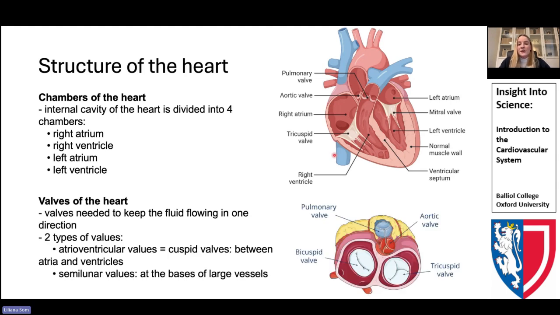Considering the valves, the atrioventricular valves are the ones present between the atria and the ventricles, and the semilunar valves are at the base of the large vessels. In the blue, that is the pulmonary artery. You can see the valves there, and at the base of the aorta, you can also see them.